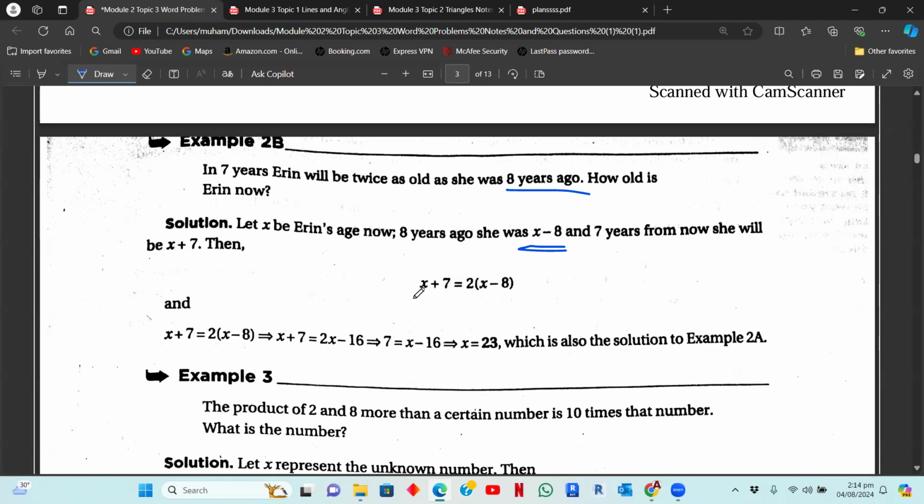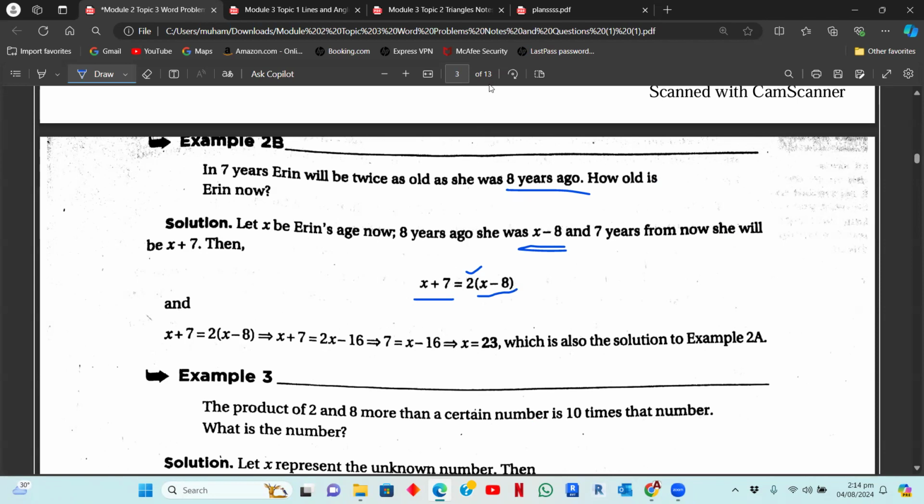So X plus 7 is 7 years from now, and it is twice as old as she was 8 years ago. So what was her age 8 years ago? It was X minus 8. So we're going to multiply it by 2, because they're saying that she's twice as old as she was. This is the equation that we have now. You're going to simply solve it and you'll get a value for X.